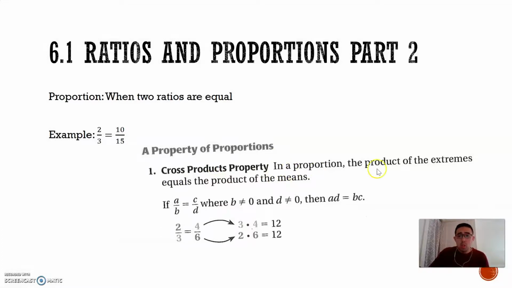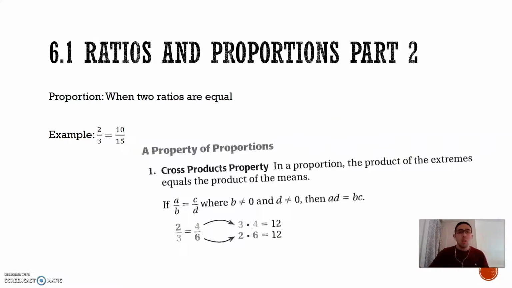So in a proportion, if you take the numerator of the first ratio and multiply by the denominator of the second ratio of the proportion, and you take the denominator of the first ratio and multiply it by the numerator of the second ratio, those two products are equal, okay? So when I have 2/3 is equal to 4/6, you can see an example, 2 times 6 is equal to 12, and 3 times 4 is equal to 12.